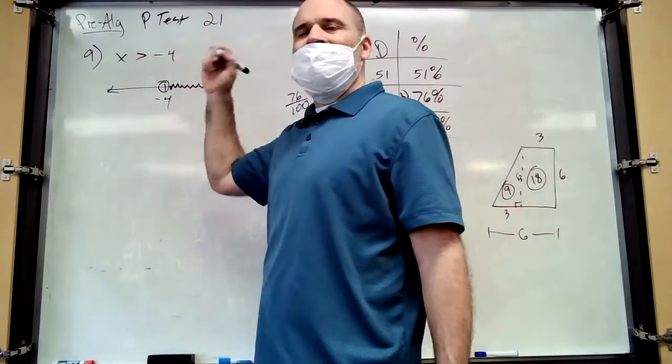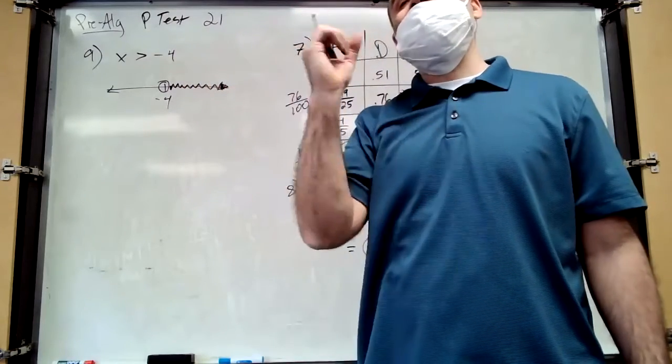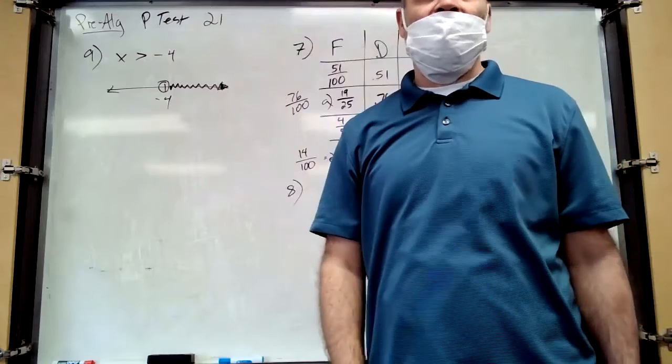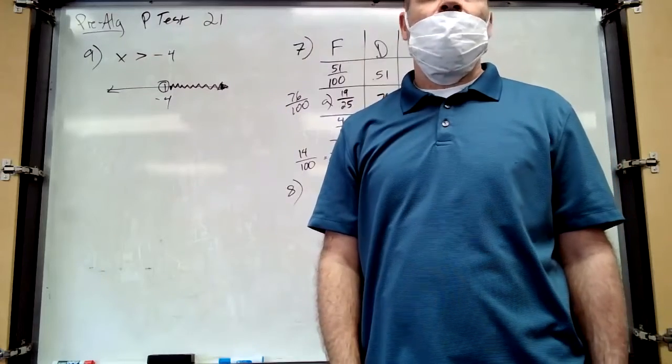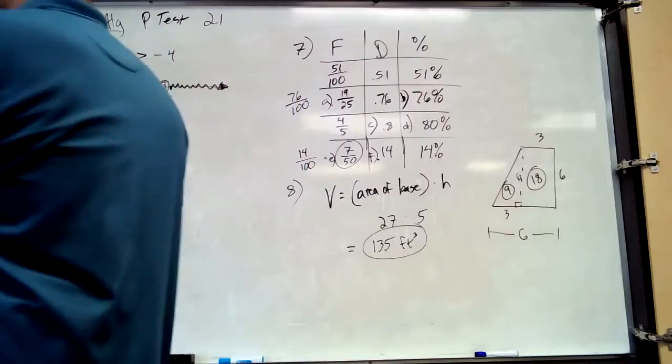Guys, listen to me. What if it was x is less than or equal to -4? Fill in the circle. Fill it in and shade left. Okay, good. All right, number 10.